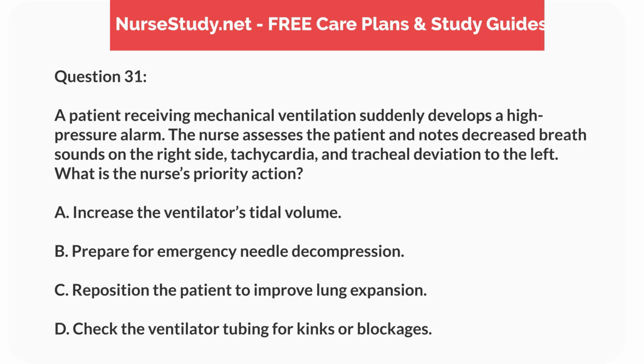The nurse assesses the patient and notes decreased breath sounds on the right side, tachycardia, and tracheal deviation to the left. What is the nurse's priority action? A. Increase the ventilator's tidal volume. B. Prepare for emergency needle decompression. C. Reposition the patient to improve lung expansion. D. Check the ventilator tubing for kinks or blockages.